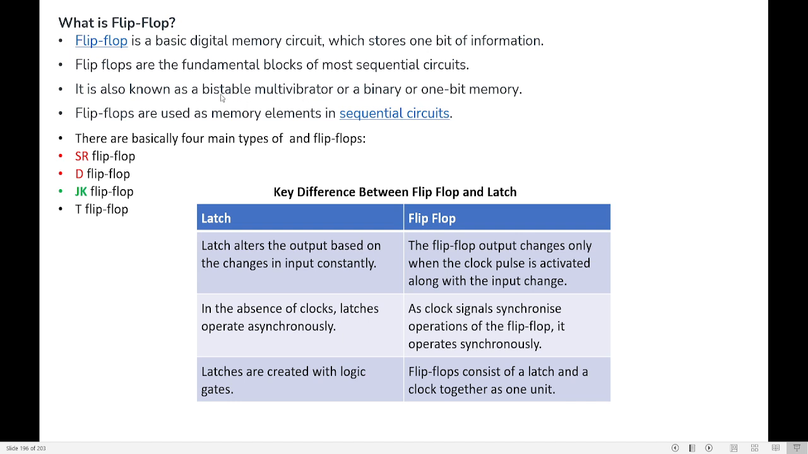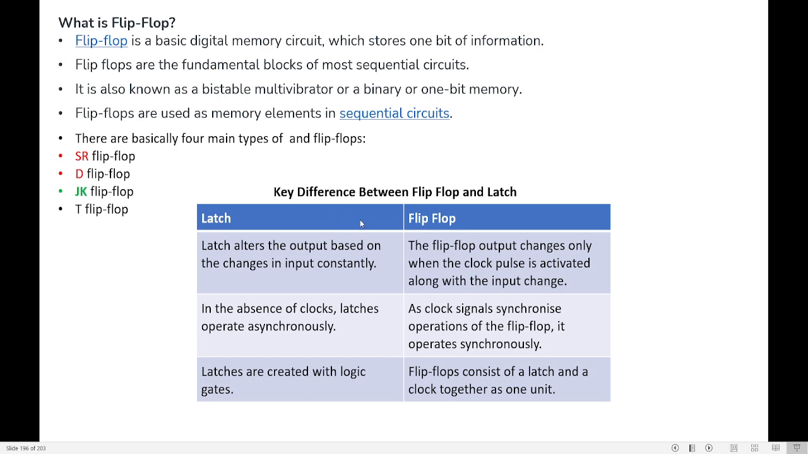When I say bistable, there are two stable states. Bi means two. One is 0, other one is 1. So a flip-flop can store either 0 or 1. So it is a single bit storage element. There are different types of flip-flops: SR flip-flop, D flip-flop, JK and T.